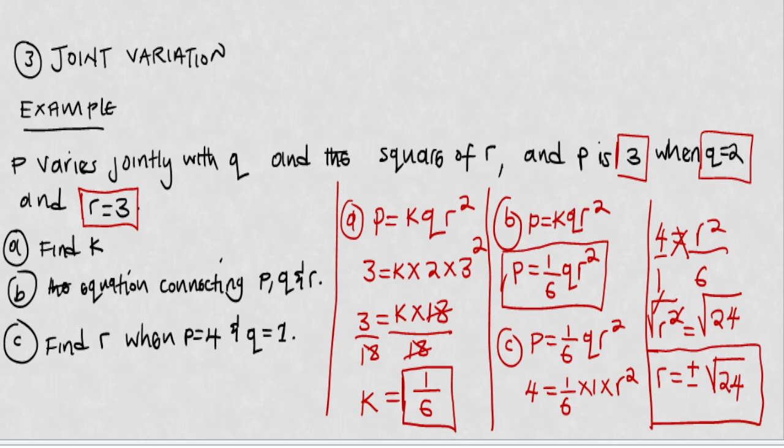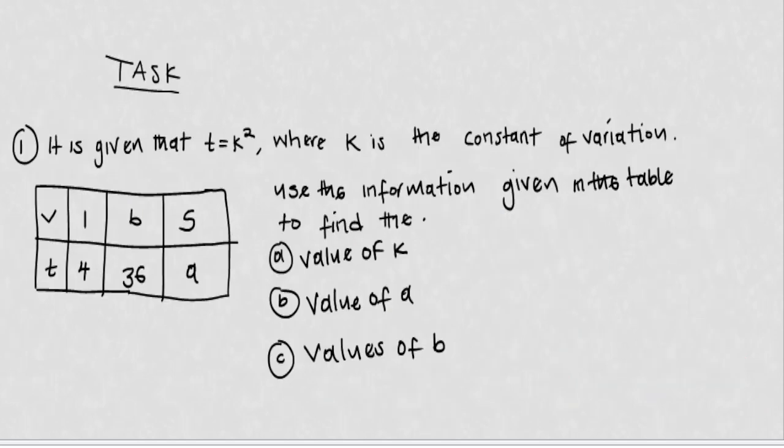Okay, so the first question is as follows. So on the task, that is the first question, it is given that t is equal to k squared, where k is a constant of variation. Use the information given in the table to find the a value of k, b value of a, c values of b. So there's a table there that you can use. So we have v there and t.